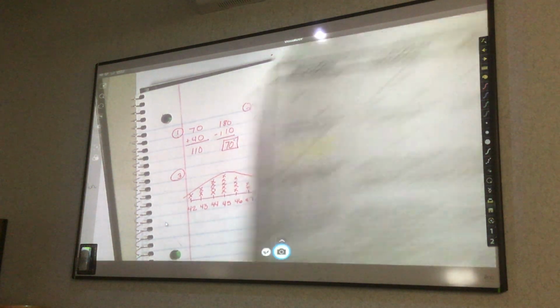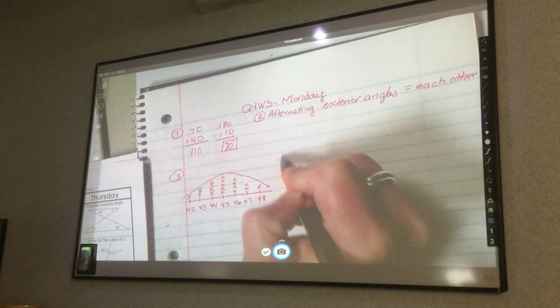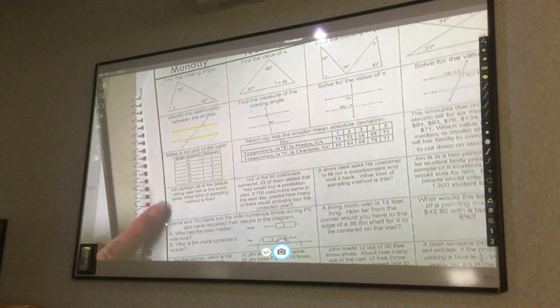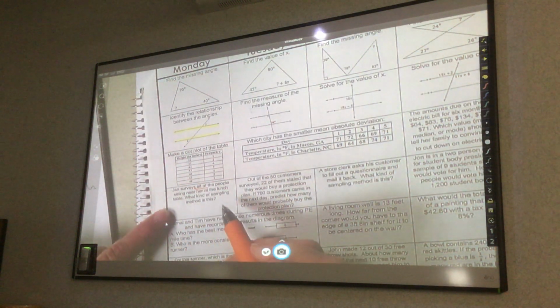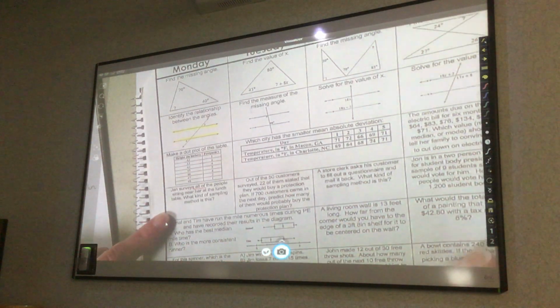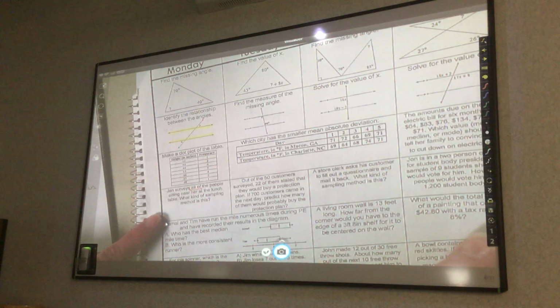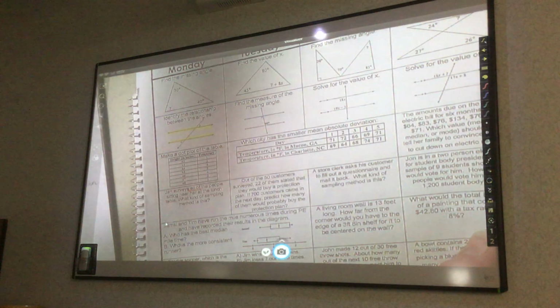Number 4. Jan surveys all the people sitting near her at the lunch table. What kind of sampling method is this? Does anybody have a guess on this? Anybody have a guess? You can have a guess. I don't care. You probably don't know the answer.